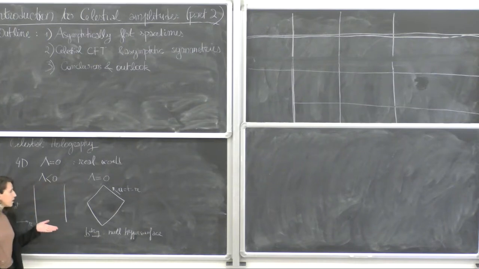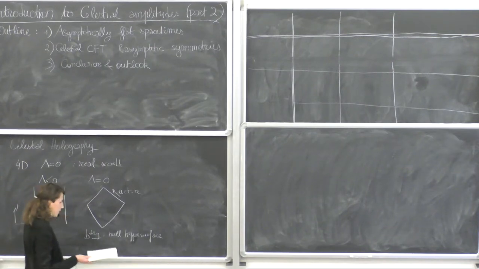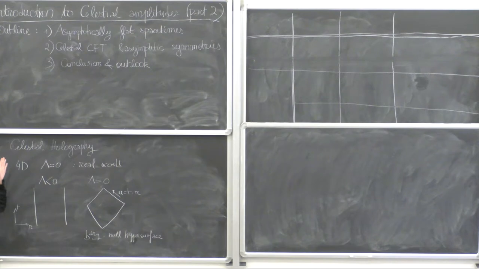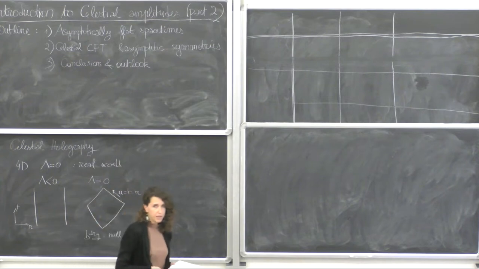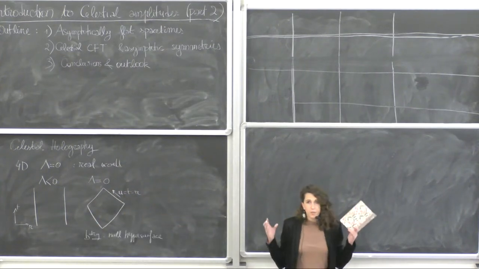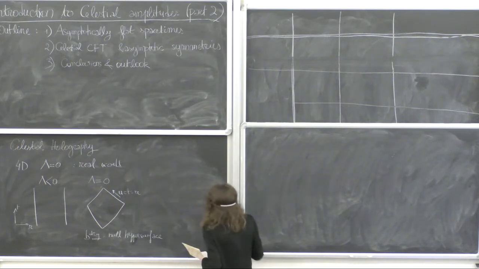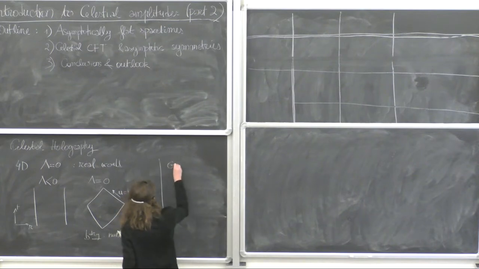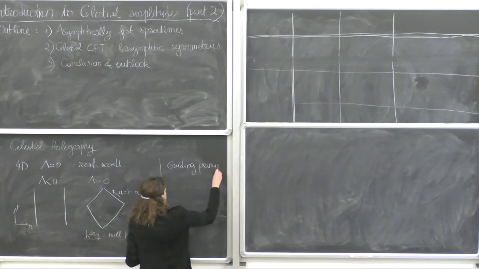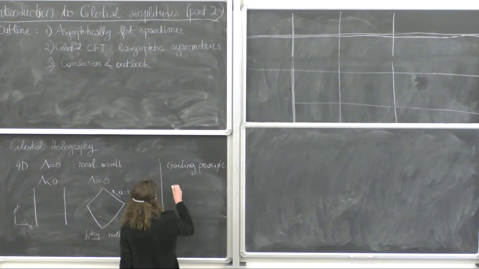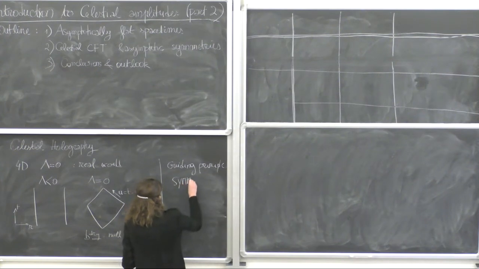And there are many ways to attack this problem. It's a difficult one. And I guess that the new feature of celestial holography, compared to previous attempts at flat space holography, is that it puts the symmetries really front and center in the program. So the guiding principle, and this is what I want to emphasize today, this is the thing we will follow: symmetry principles.